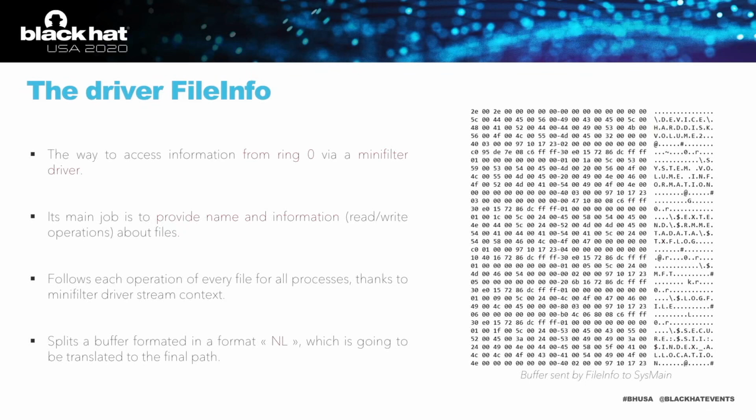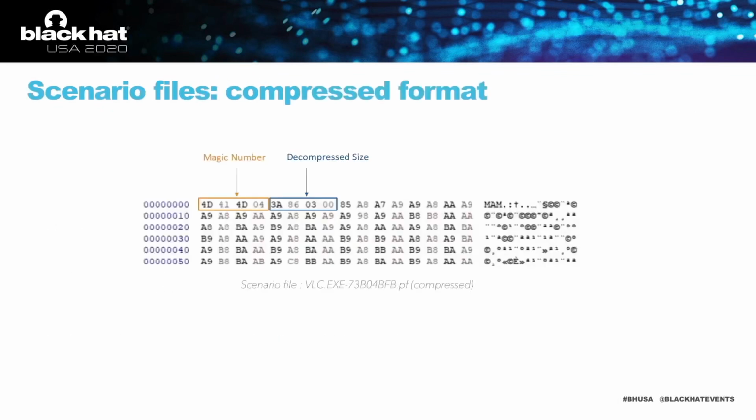And from all this information, from time to time, FileInfo is going to give all this information back to the sysmain service. Checking from Windows public debug symbols, this buffer is called NL buffer. Unfortunately we do not really know what it means, but we can assume it's something normalized. Yes, it should be normalized. From there, all this data is processed to be stored in scenario files, which have the PF suffix.